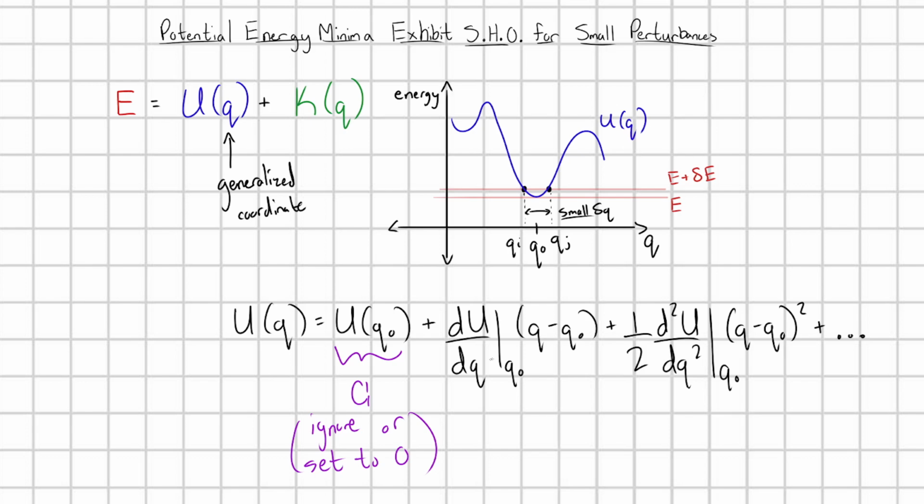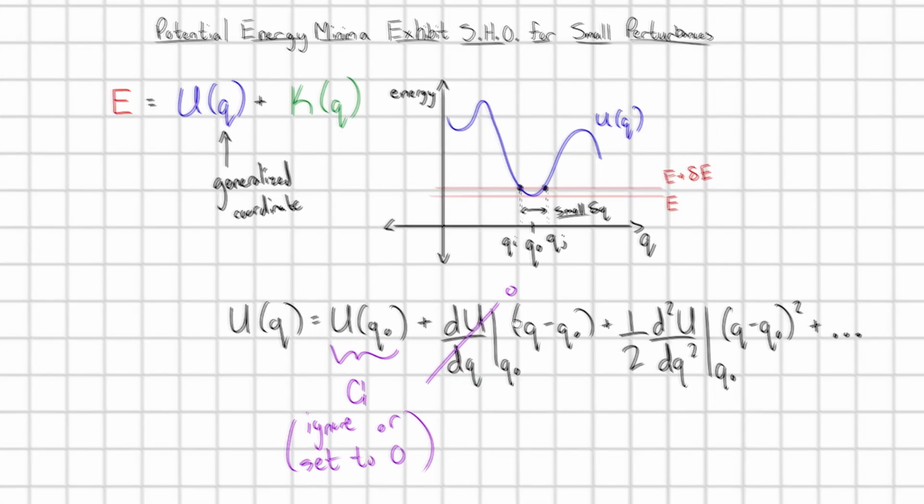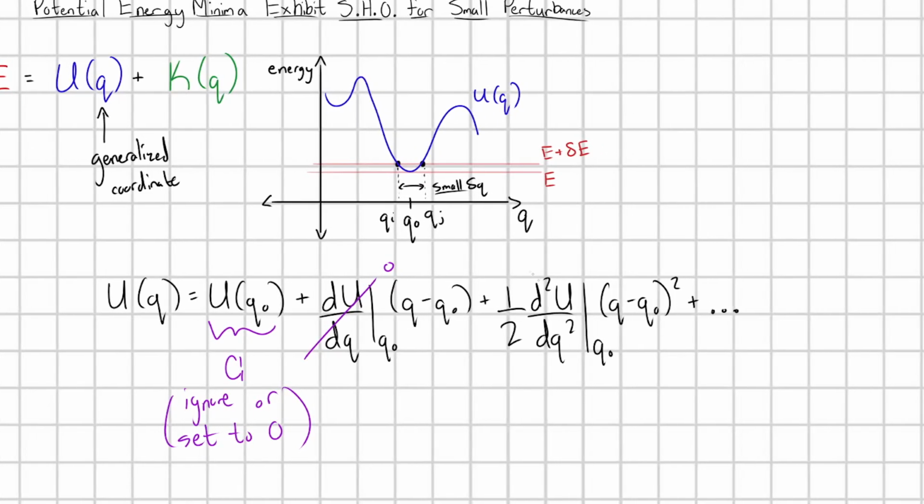The second term in our Taylor series, this guy, well look, if we're evaluating this derivative here, du dq, at this minimum, what's the slope doing here? It's just a horizontal line. This derivative is 0, which means the first non-trivial term in this Taylor expansion is this third term here.